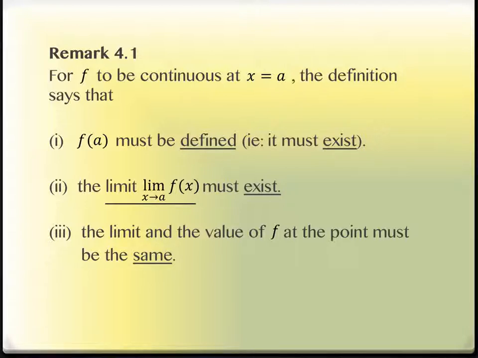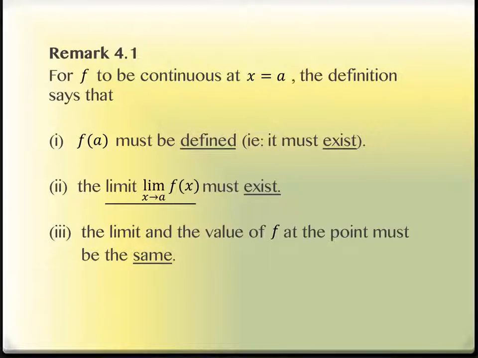The second thing is the limit has to exist. That is, you have to be able to get close to the value from both sides of that x value. The limit has to exist. And the third thing is that the limit and the function value have to be the same. So these are the three things that are actually sort of embedded inside of that definition of continuity that we did last time. Okay, all three of these things.